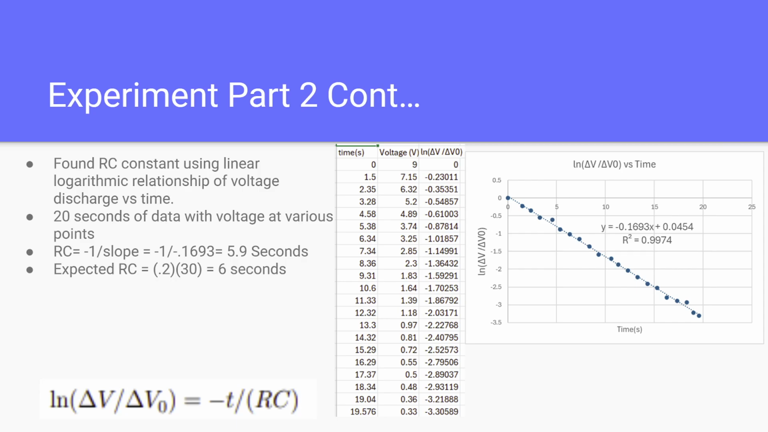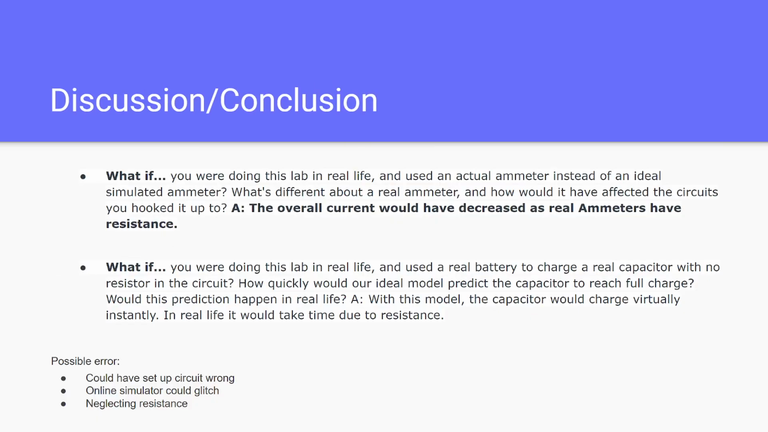Conclusion: what if we were doing this in real life and used an actual ammeter? What would be different, and how would it have affected the circuits? The overall current would have decreased because real ammeters have resistance.